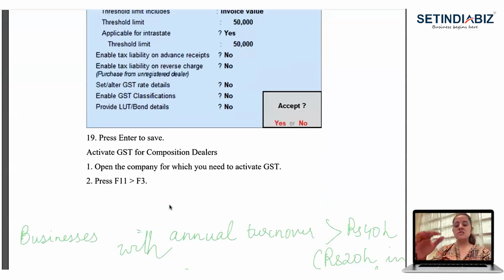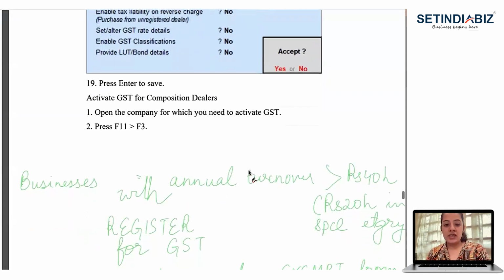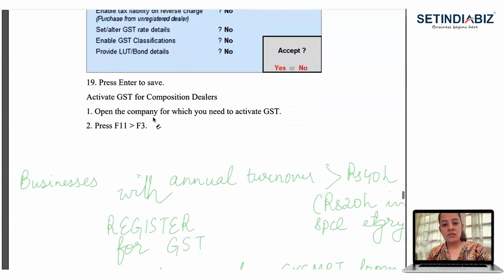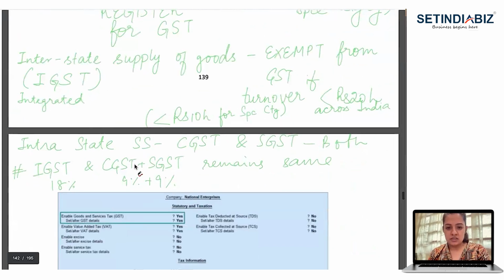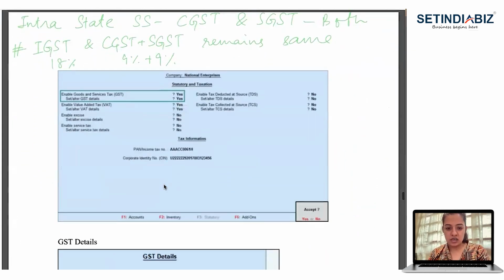No. Now, this is another example given in GST, that suppose you have filled for Karnataka, then what details you can fill? It's a rough example for a company, right? Now, I accept the screen and press yes and save it. Activate GST for composition dealers. Open the company for which you need to activate GST. Press F11, F3, right? And we'll discuss this just a second. Let's just finish what we are reading.